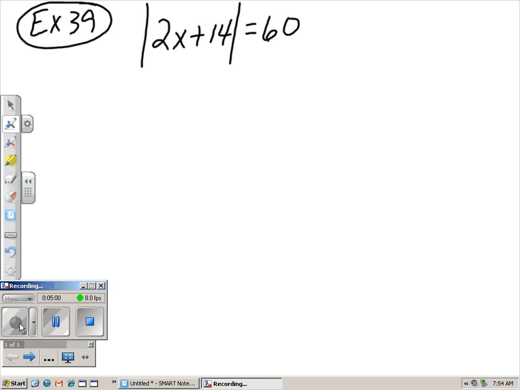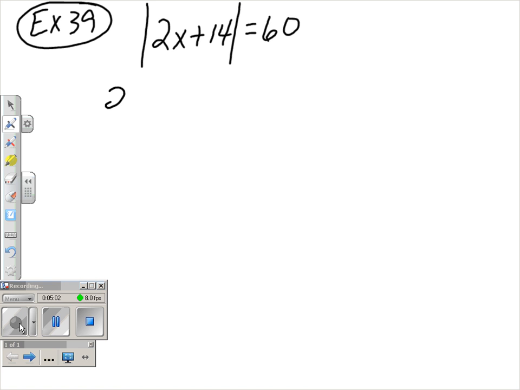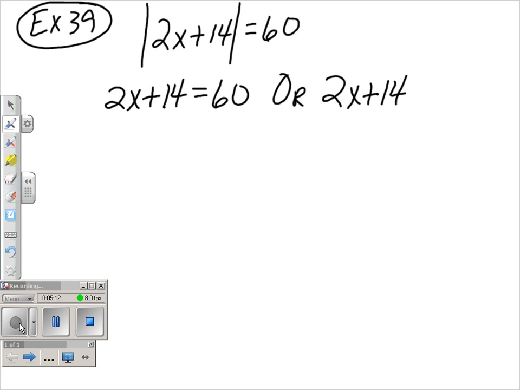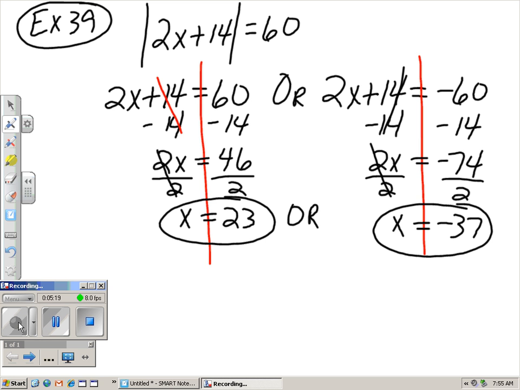All right, this is an example for 39. Let's set up our two situations. Take off the brackets, 2x plus 14 is equal to 60, just as it's written. Or, take off the brackets, 2x plus 14 is equal to the opposite of 60, negative 60. I went ahead and worked these out because you guys are getting good at algebra now, so you know the steps from there.